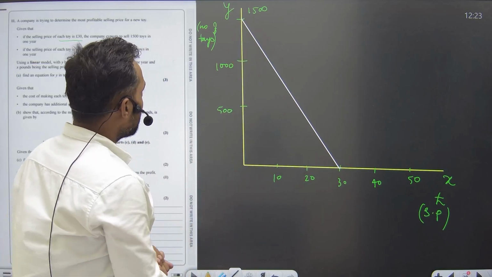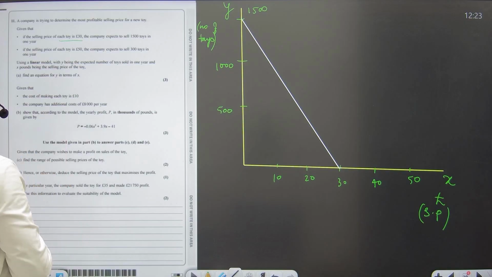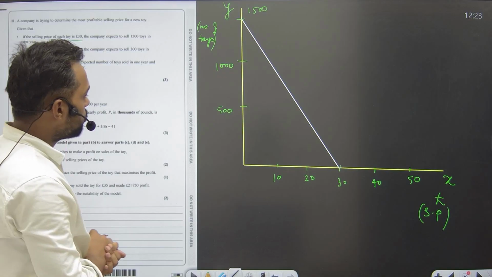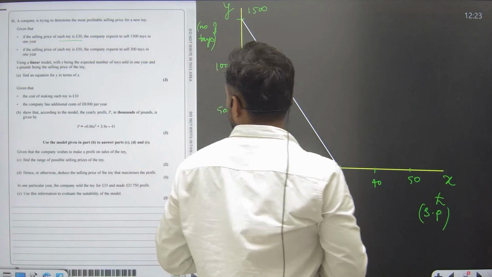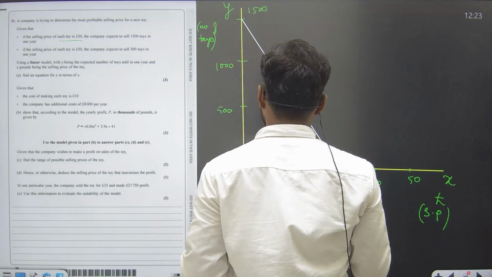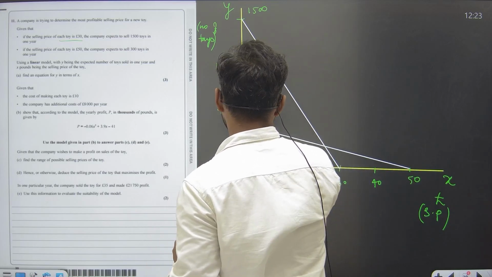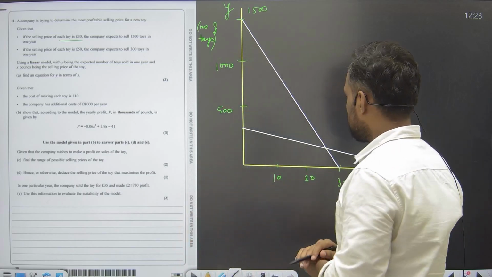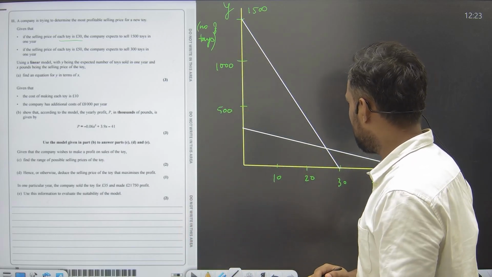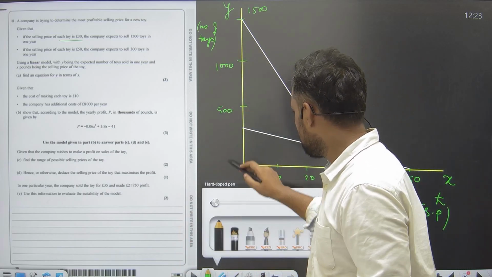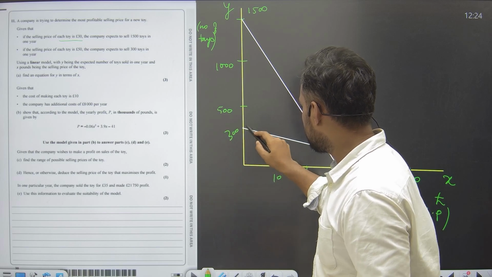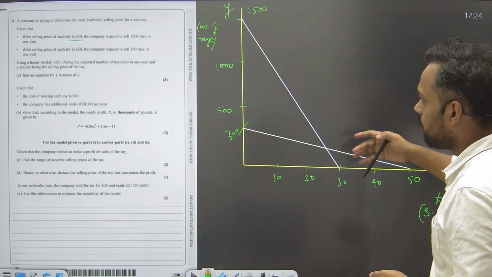Similarly, for the next statement, they have mentioned that the selling price of each toy is 50 pounds. So the company expects to sell 300 toys. So for 300, students, this should be the value, I guess. So this is how the linear model will look. This is our 300, this point. Okay, this is the linear model, students.